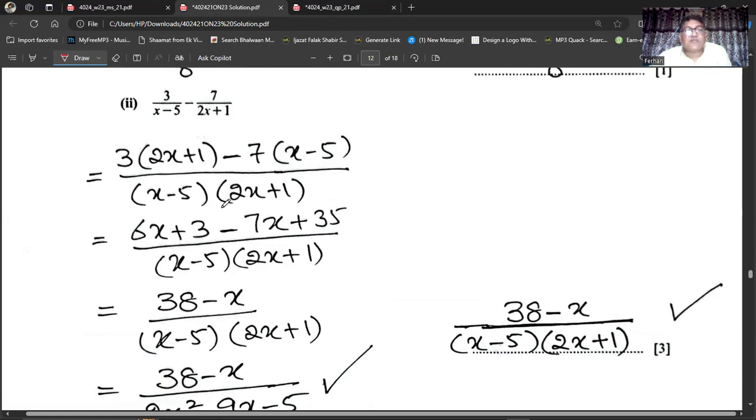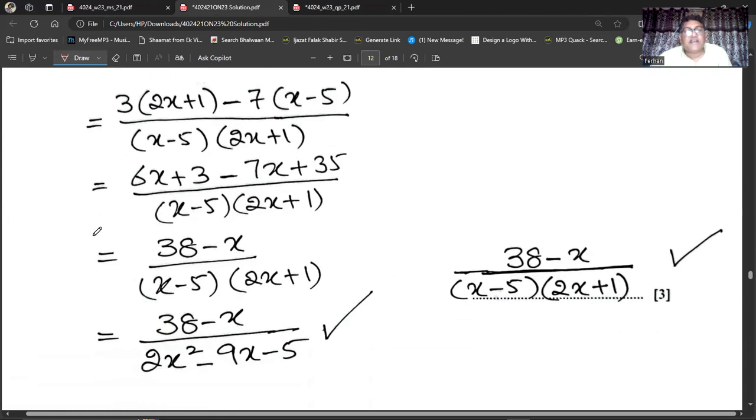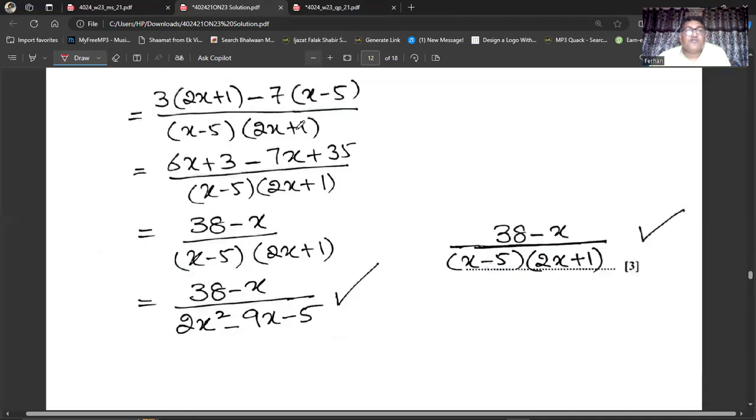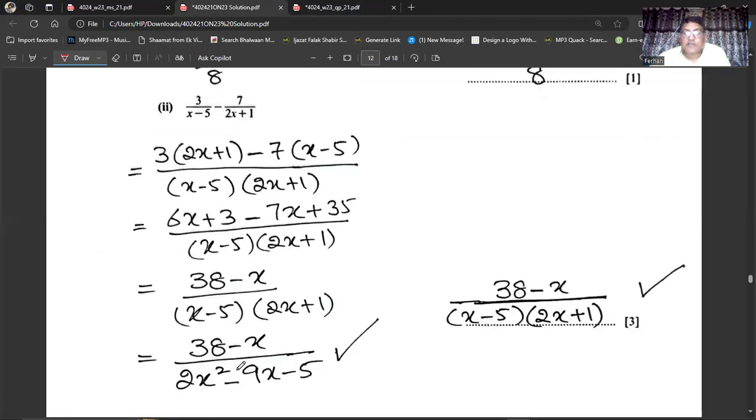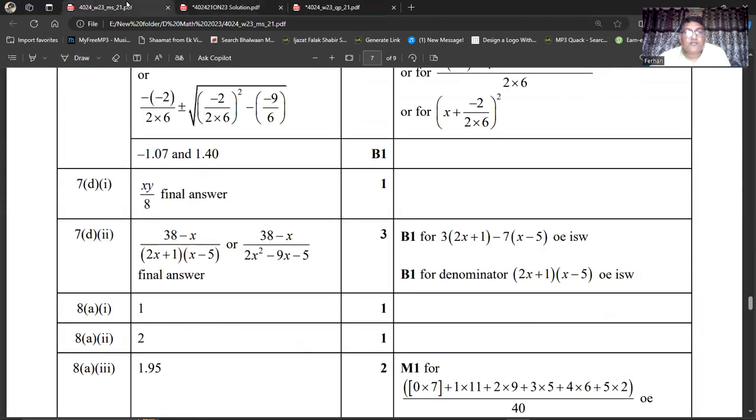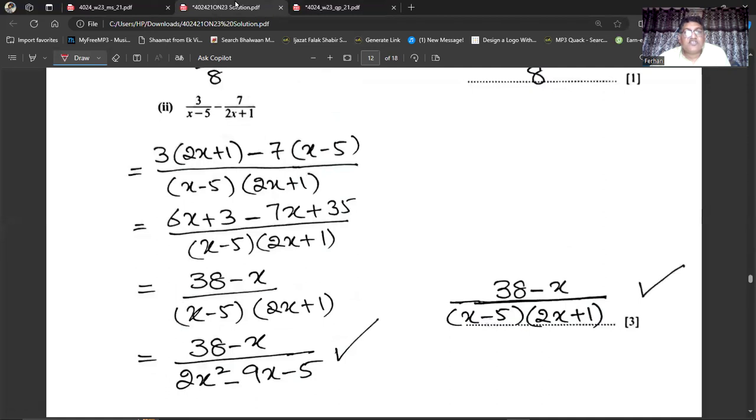So you will have 6x plus 3 minus 7x plus 35. This is in the numerator. And in the denominator, you have these two brackets. So it will be 38 minus x, and the whole thing divided by x minus 5 and another bracket 2x plus 1. You can also open this bracket in the denominator, but it's not necessary. So this is my answer. Hopefully you understand. This can also be the answer. And you can see our answer is right. This is the solution.